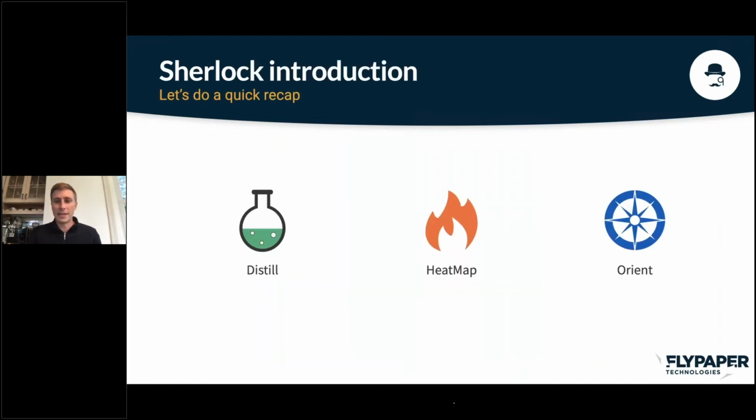So with that, that is a very quick overview of the three features of Sherlock: Distill, which is our automated clash grouping algorithm; Heat Map, which is our model analysis tool; and Orient, which is that Where Are We tool.